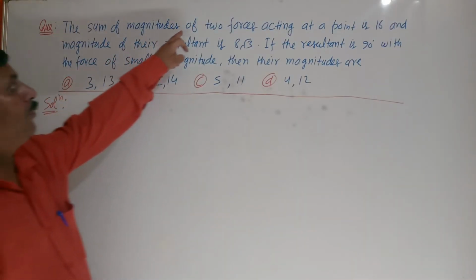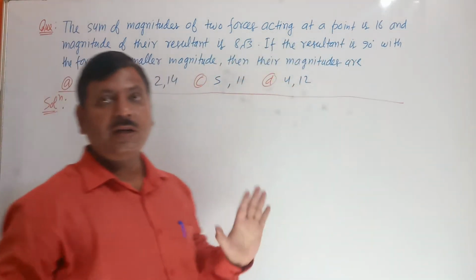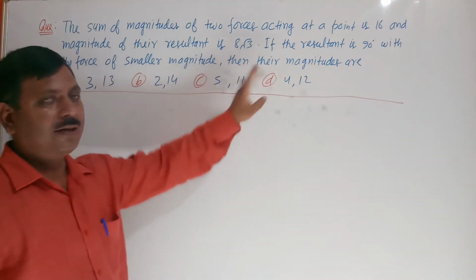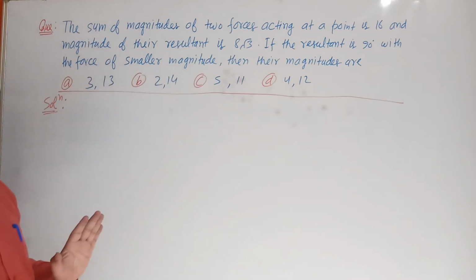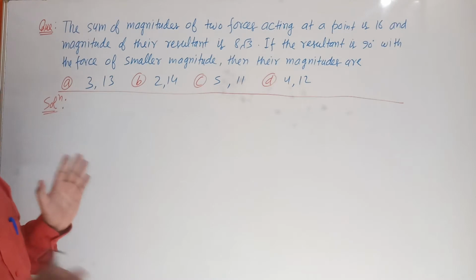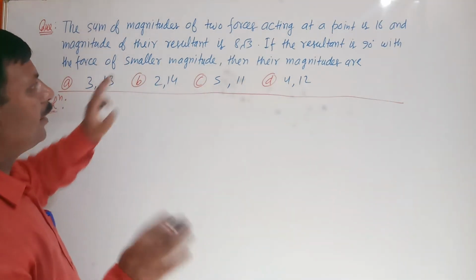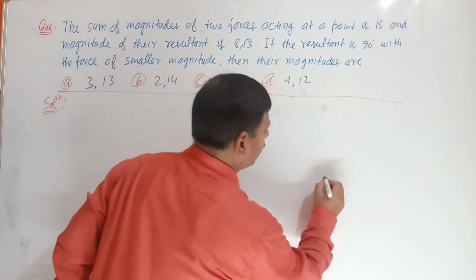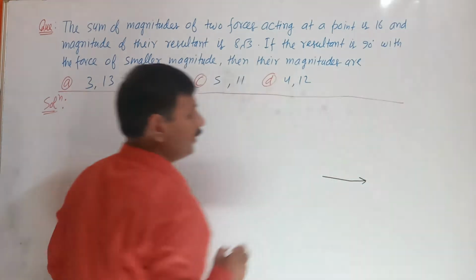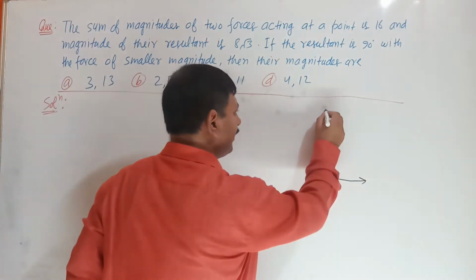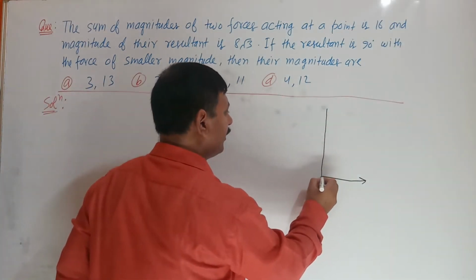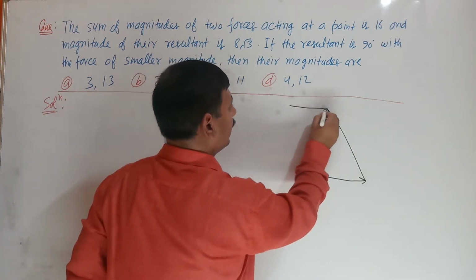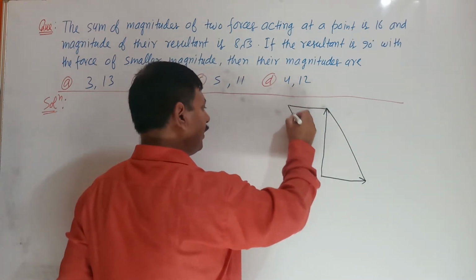The sum of magnitudes of two forces acting at a point is 16, and magnitude of their resultant is 8 root 3. If the resultant is at 90 degree with the force of smaller magnitude, then what are their magnitudes? The two forces are there. See here also they have given the resultant is 90 degree. So I have told you, if resultant is 90 degree, how we are making this. Suppose smaller force and resultant is at 90 degree. Firstly make the diagonal, that is the resultant. Complete this and draw the parallel. Same you will draw and complete the parallelogram.